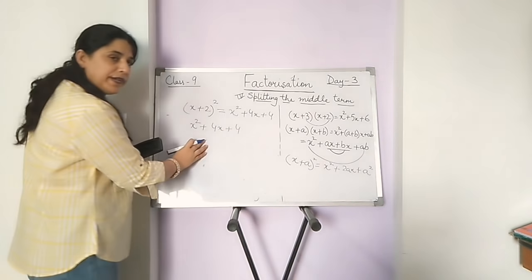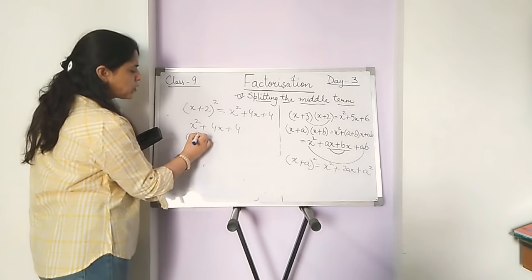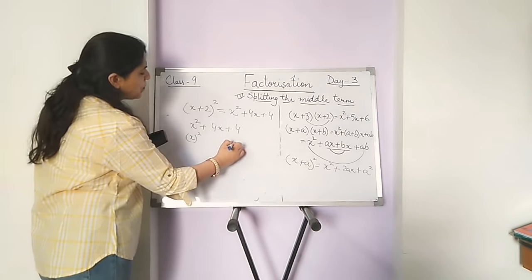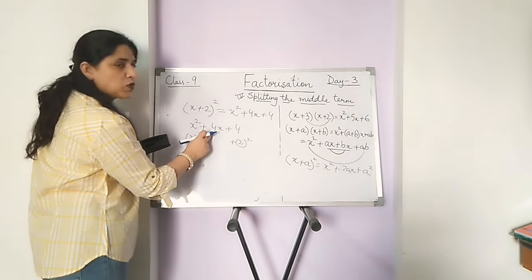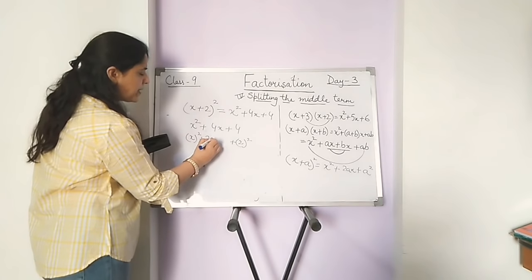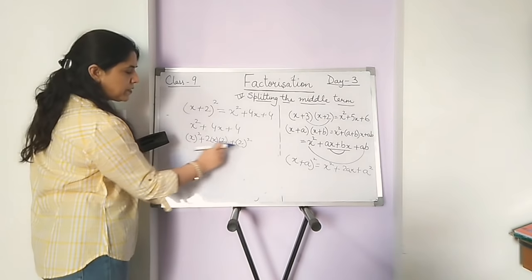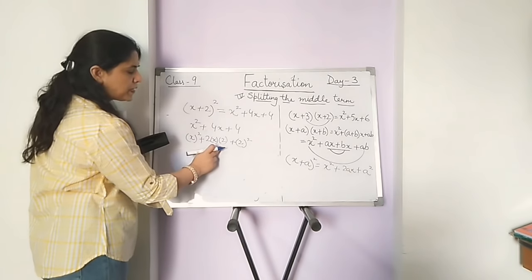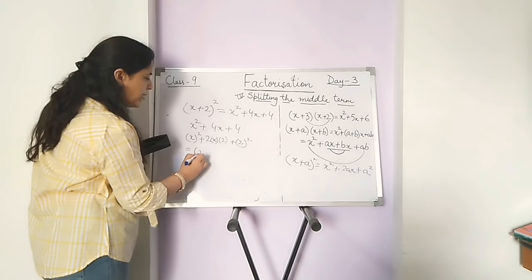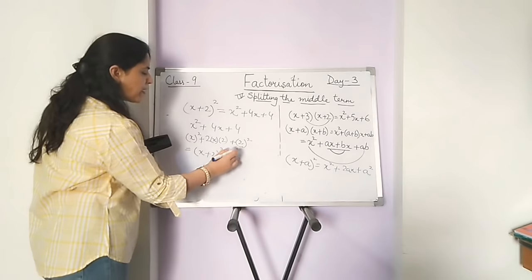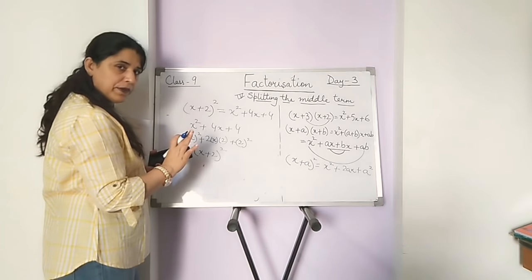You can do it by splitting the middle term. But if it strikes you that this is a perfect square, this is a square of x, this is also a perfect square, a square of 2, and the middle term is 2 times x into 2. This is of the form a square plus 2ab plus b square. Then we can write it simply as x plus 2 the whole square. This is the factorized form. You can do it by splitting the middle term also.